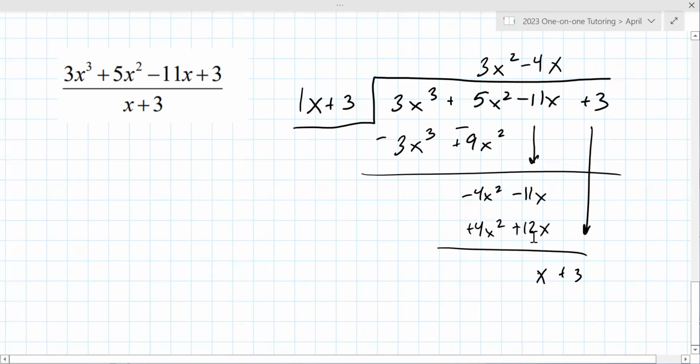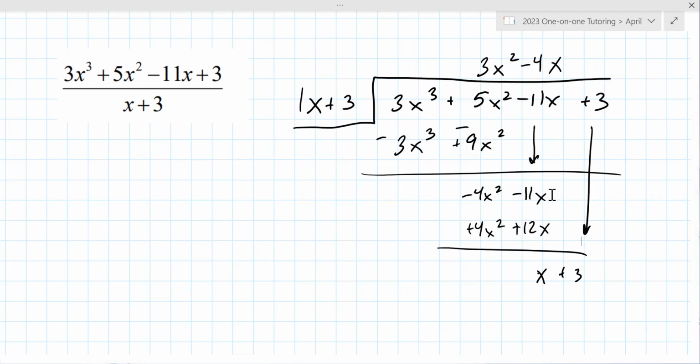Wait, where did the 12 come from? Minus 4x times positive 3 becomes minus 12x. Oh, I forgot to do that part. And then you change the sign. So plus 12.